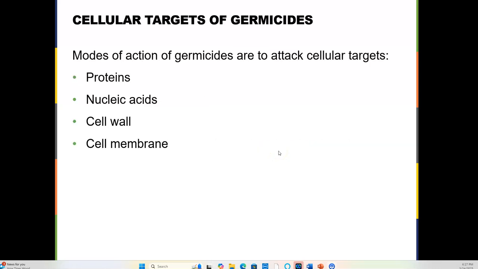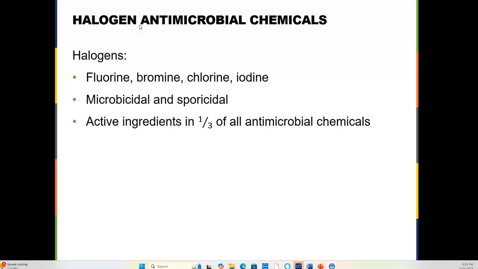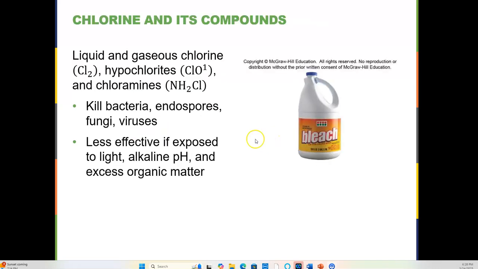Cellular targets of germicides. Most of them, like we said, act on proteins, nucleic acids, cell walls, and cell membranes. Saying this again, so it's probably pretty important, right? You don't have to know all of these. Just know that there are different categories. I'll let you know which ones are the most important, but I have to talk about them. Halogens are your fluorine, bromine, chlorine, and iodine. They are both microbicidal and sporicidal, and are active ingredients in about a third of all antimicrobial chemicals.